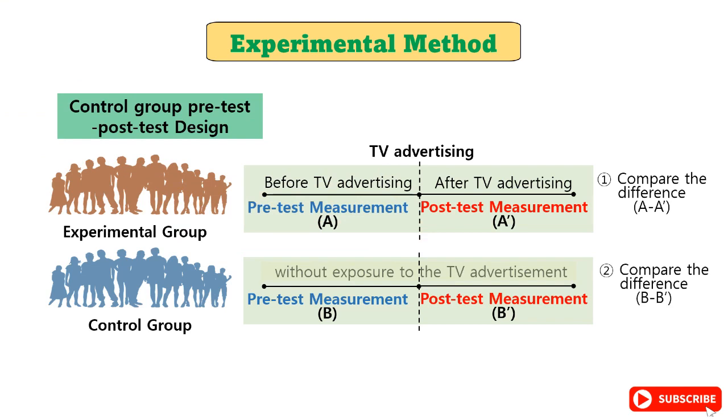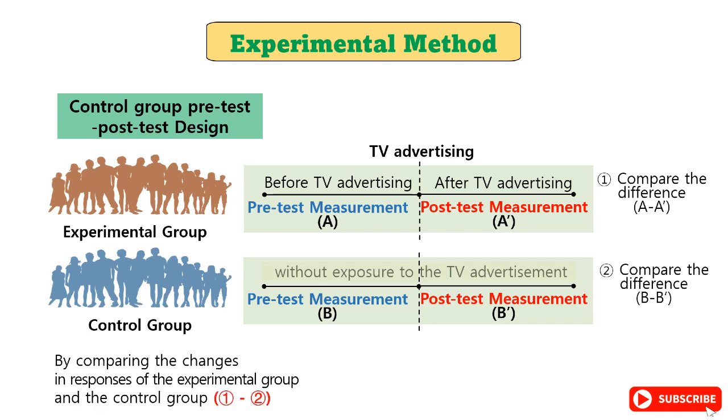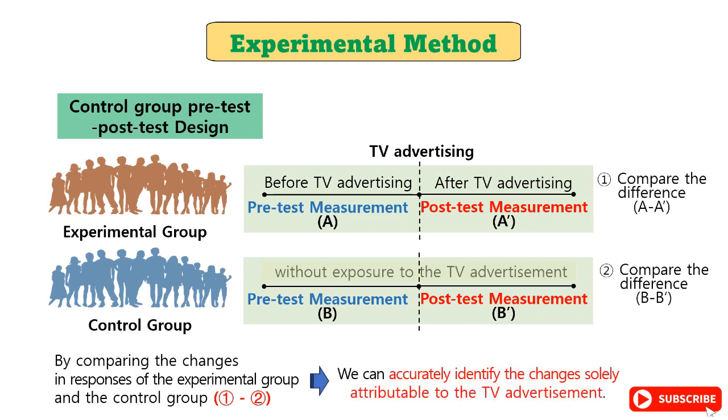If there are differences in the responses before and after the TV advertisement in the control group, it can be attributed to other factors, excluding the TV advertisement. Therefore, by comparing the changes in responses of the experimental group and the control group, we can accurately identify the changes solely attributable to the TV advertisement. This is known as the control group pre-test post-test design. However, although this experimental design is highly desirable, it has the drawback of being difficult to implement in practical terms.